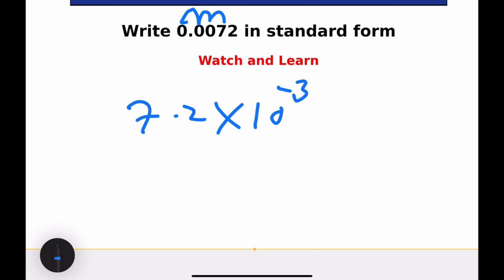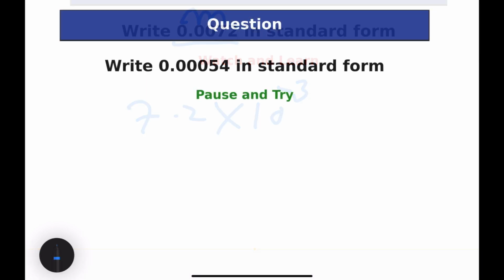So when you multiply that out, you would get the decimal number, because if it was positive 3, you would get 7,200, which is not what we want. We want the decimal form. So that is why you use the negative 3. Okay, I've got one for you to try. Pause the video, have a go, come back to watch the solution. Okay, so let's work out our a term.